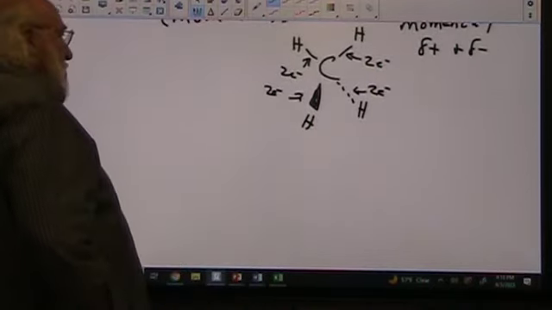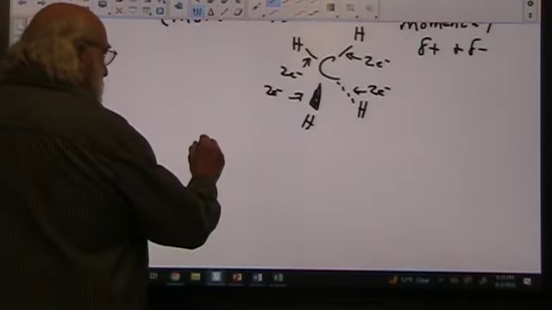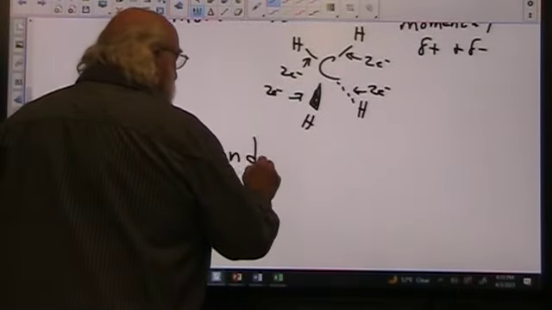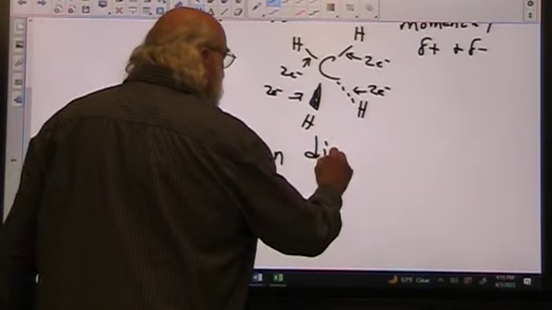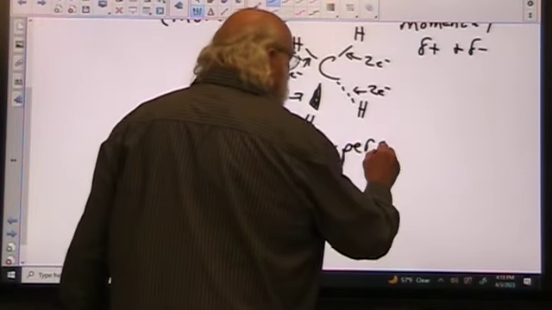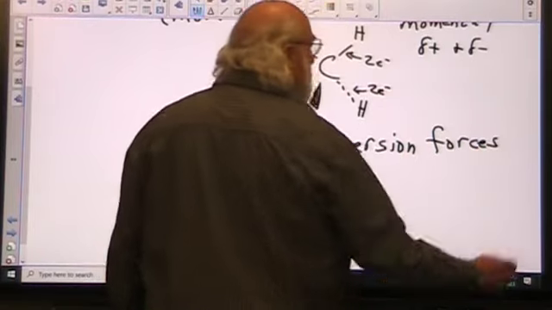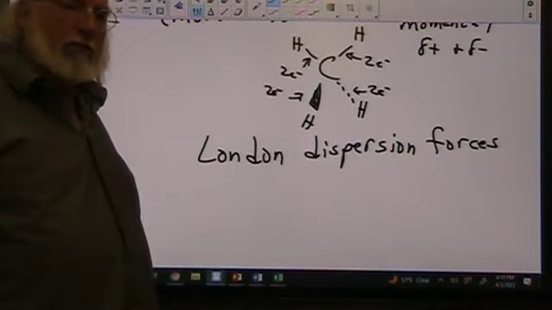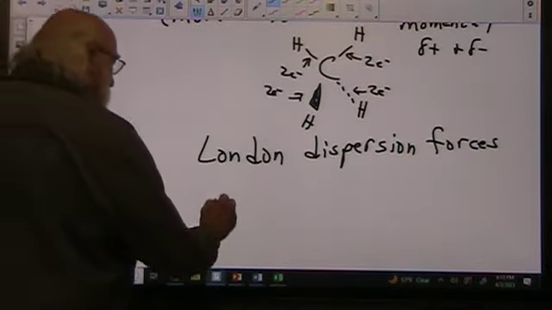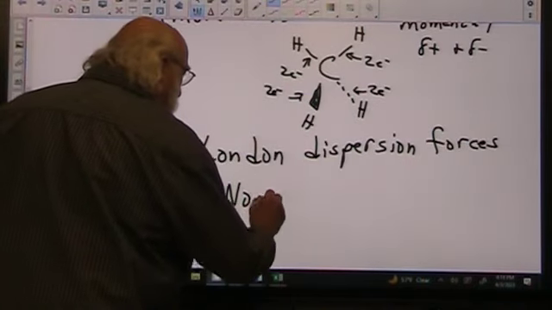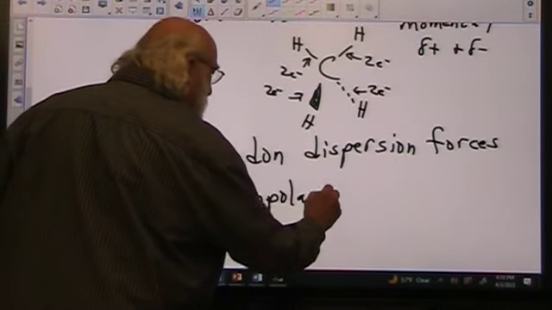This was discovered by a scientist by the name of London, so we call these London dispersion forces. Don't even call them bonds because they're so weak. So this is a non-polar bond. This is the only non-polar bond that we deal with.